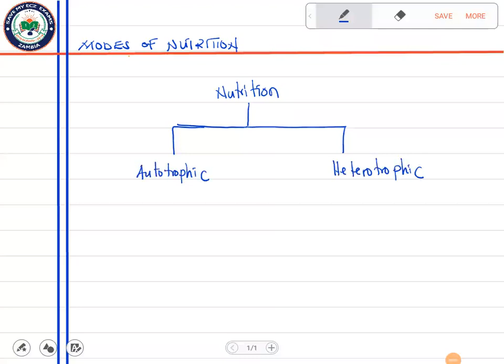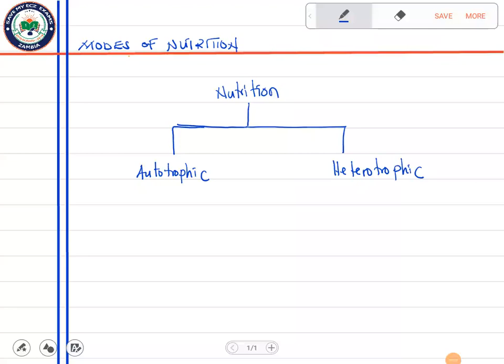Autotrophic nutrition is a type of nutrition where an organism makes its own food. All right, that is what auto means, own food. So the organism obtains its own food. It doesn't get food from anywhere, but it makes food on its own. For example, the green plants, they are able to photosynthesize and make their own food. That is what autotrophic nutrition is about.